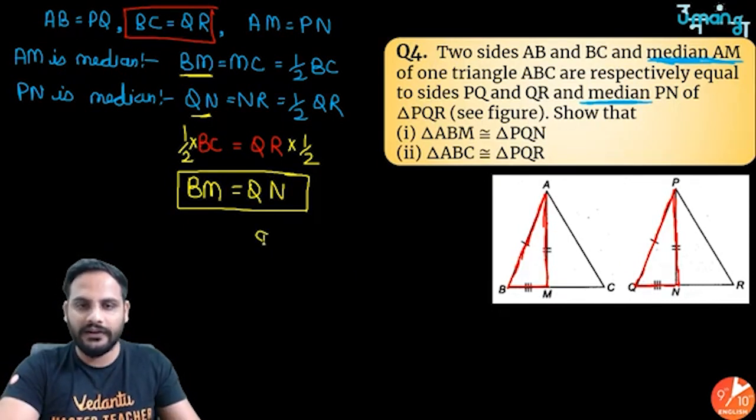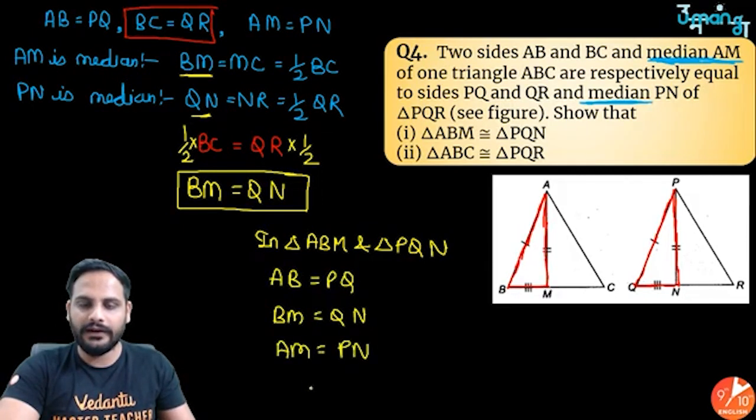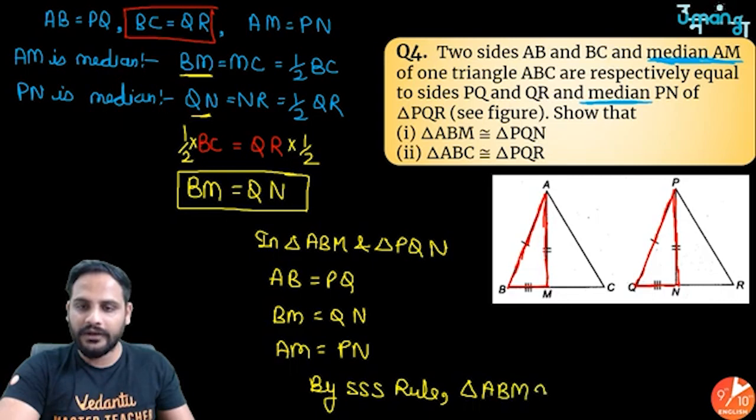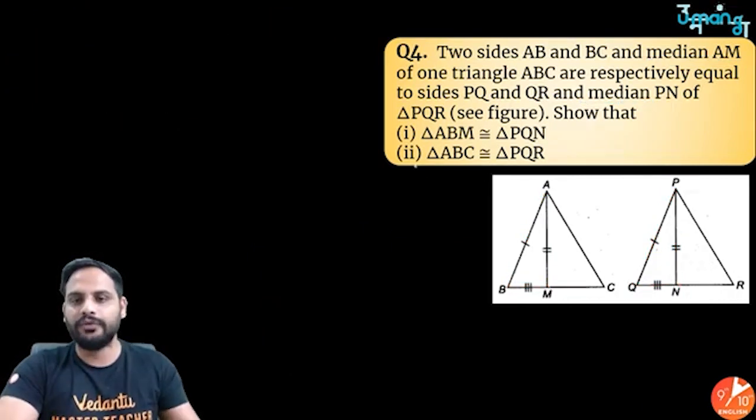Now I can clearly say that in triangle ABM and triangle PQN, we have AB is equal to PQ, BM is equal to QN, and AM is equal to PN, right? So this is by the SSS rule. I can say triangle ABM is congruent to triangle PQN. Got it? Okay. Next part is prove triangle ABC is congruent to triangle PQR.